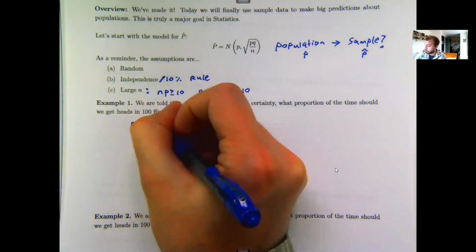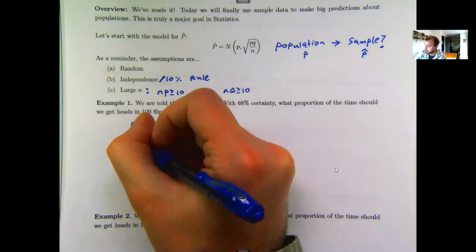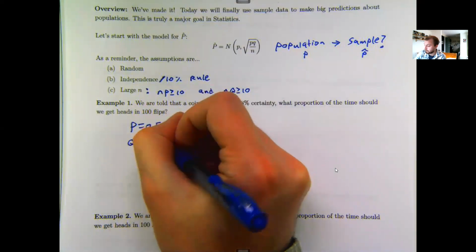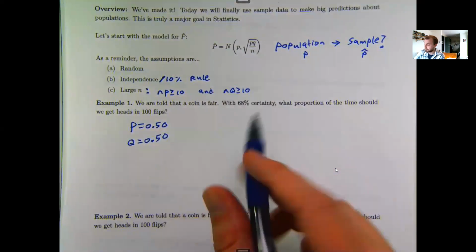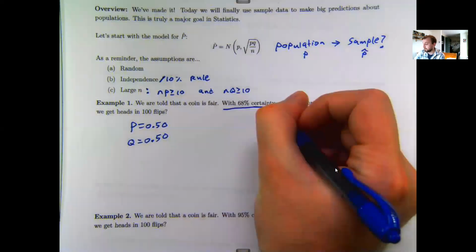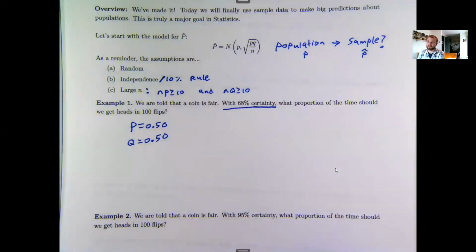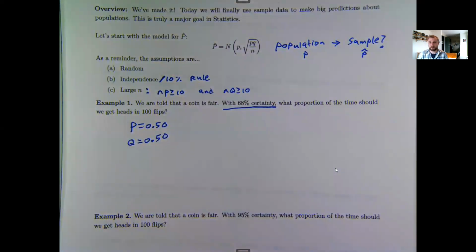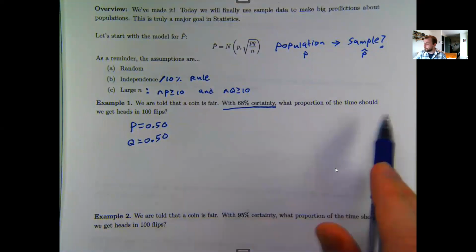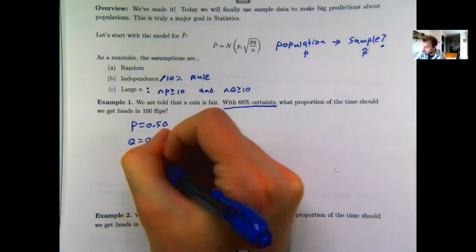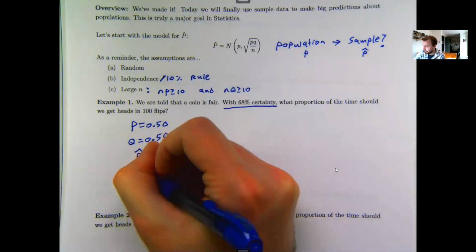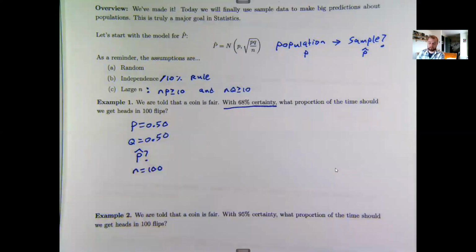If it's fair, I should get heads 50% of the time, and I should get tails 50% of the time, with 68% certainty. I'm just going to underline that. I'm remembering the 68 from that lesson on the normal distribution, but we'll cycle back to it. What proportion of the time should we get heads? So what is my p hat if I'm looking at n equals 100 flips?